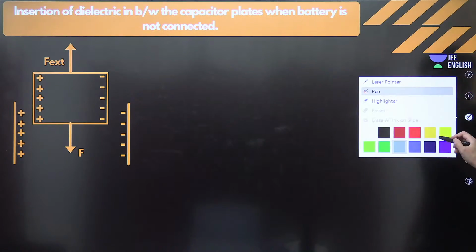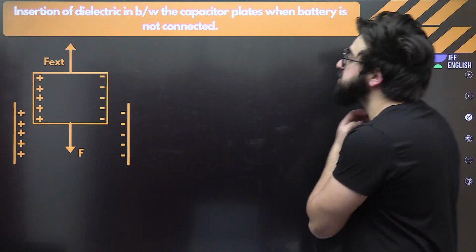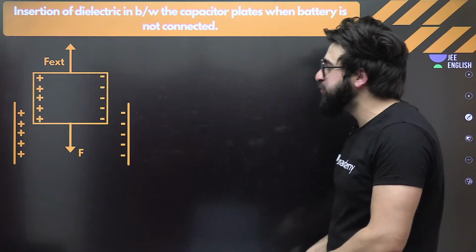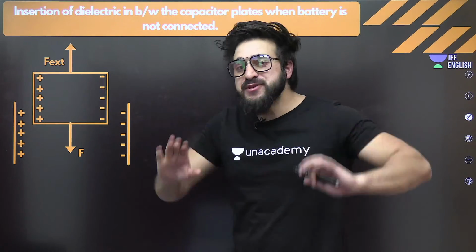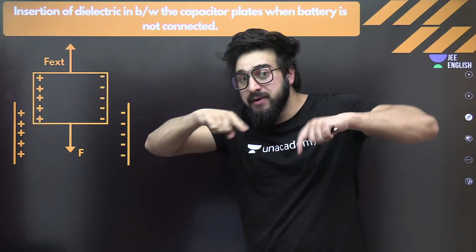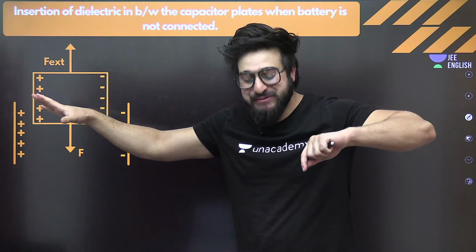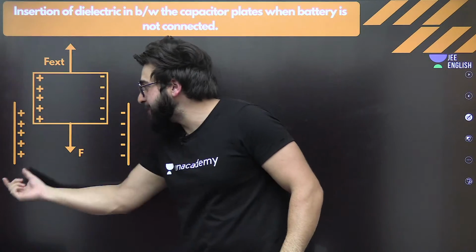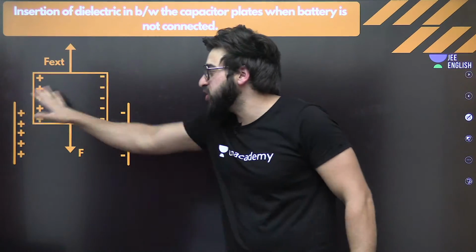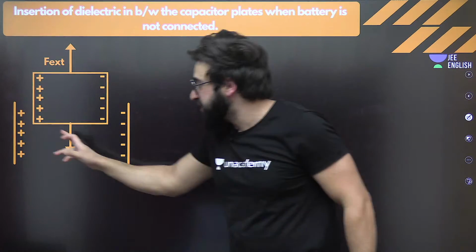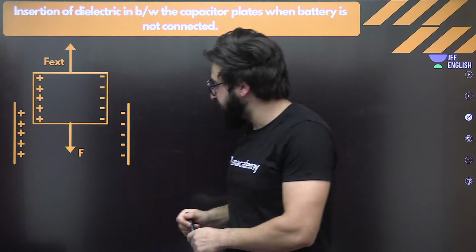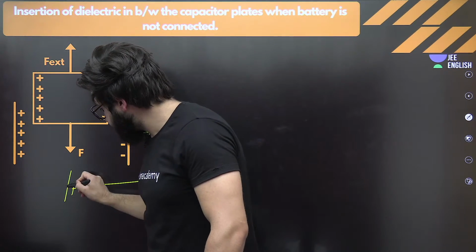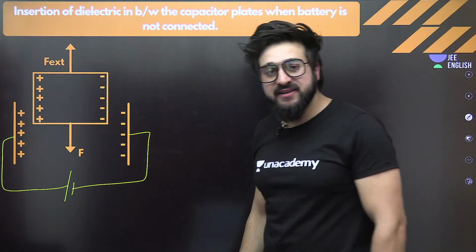Now see, let's solve this question over here, okay? This is insertion of dielectric in this case. You just tell me one thing. What is the first thing that we do? See, what happens over here? Remember this theory, whatever points I'm saying. Now listen to me very carefully. This is a parallel plate capacitor. Initially, this is not charged, no charge on this one. We connected the battery to it, okay?